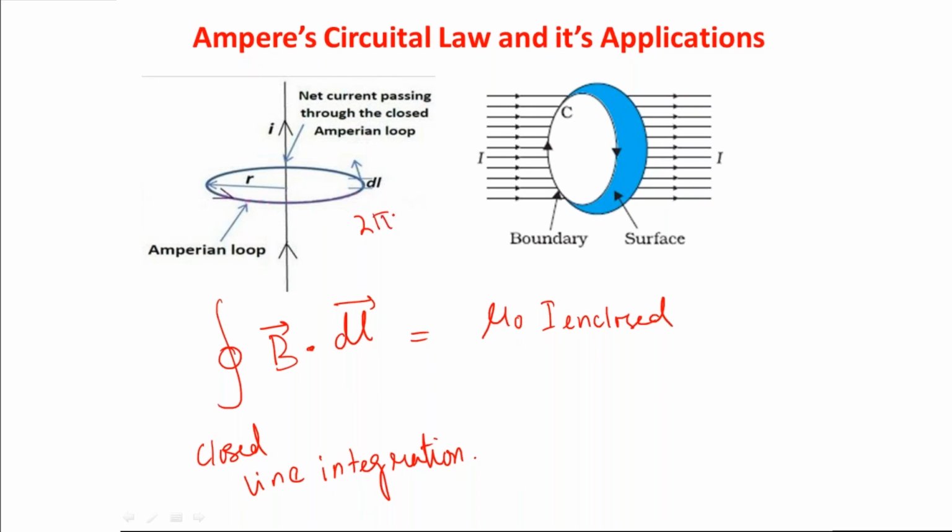And what is that line? You look here, this Amperian loop is actually kind of a circle. It is not a surface, it is a circle, which means it has a periphery. If I want to calculate the perimeter of this circle, it will be 2 pi r. This is the total length of the Amperian loop. Now look, I have to calculate. Suppose I have an infinite wire.